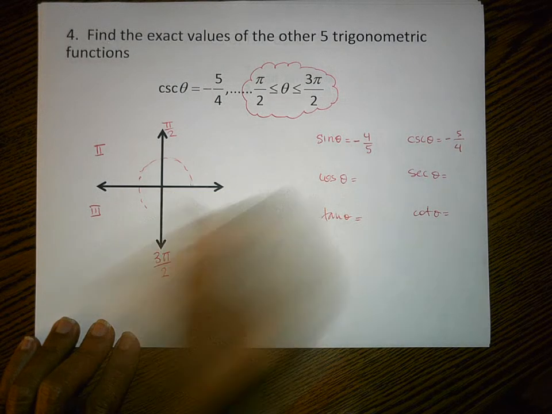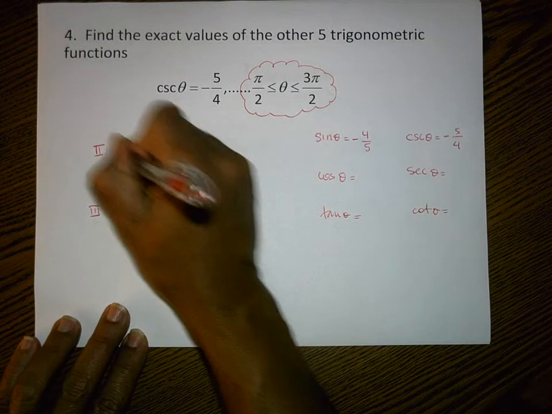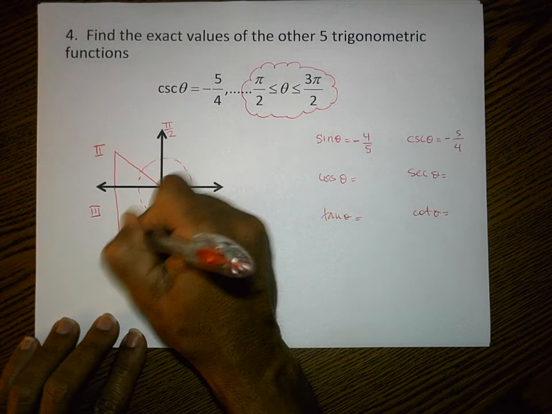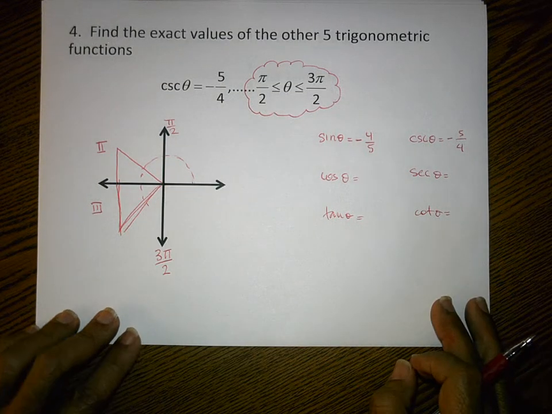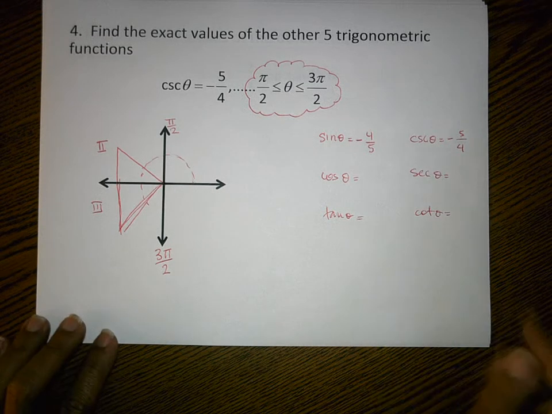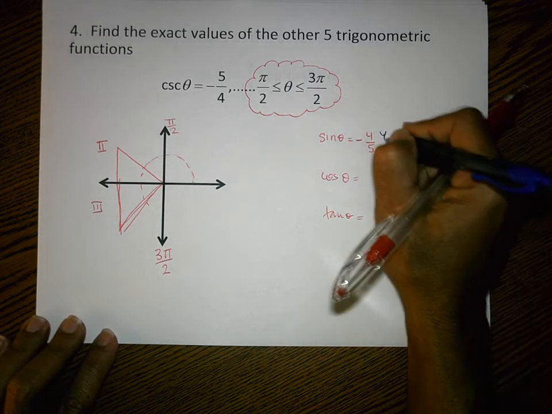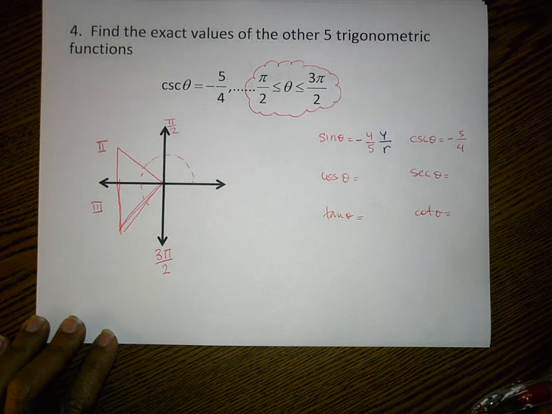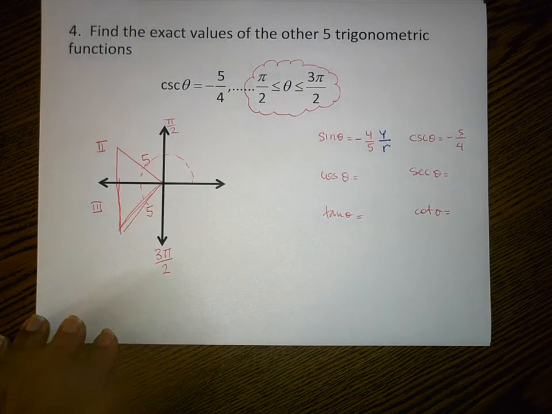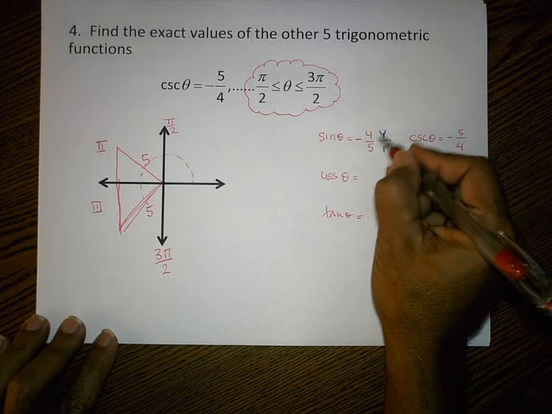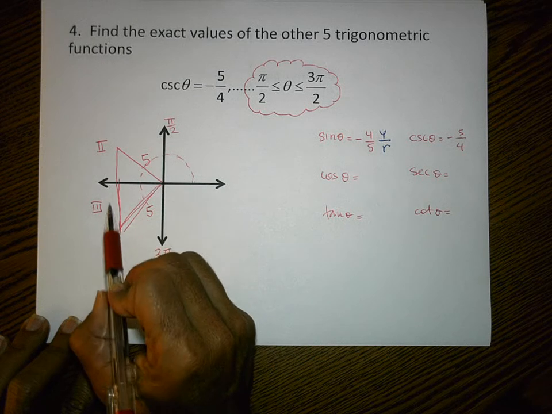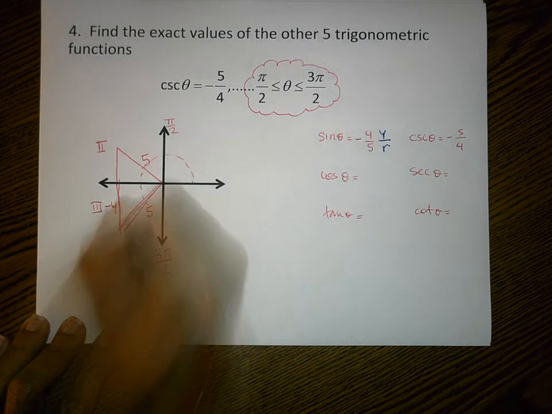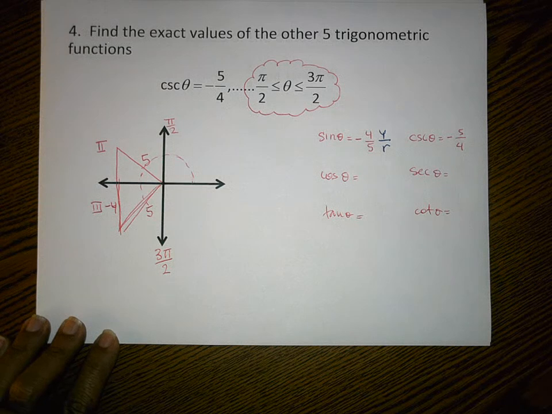We don't know. So let's go ahead and draw a triangle. I'm going to put a triangle here, and I'm also going to put a triangle down here. Kind of messed up, but it's okay. All right, so let's put the pieces of information we have. The sine is the y over the r. The radius is always positive. So the radius could be here, 5, or here, 5. However, the y is negative. So the negative cannot be over here on the top of quadrant 2. It has to be down here in quadrant 3.